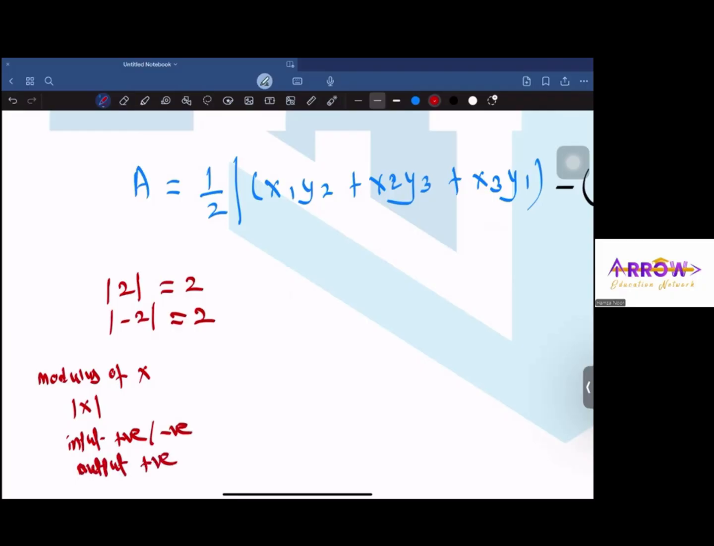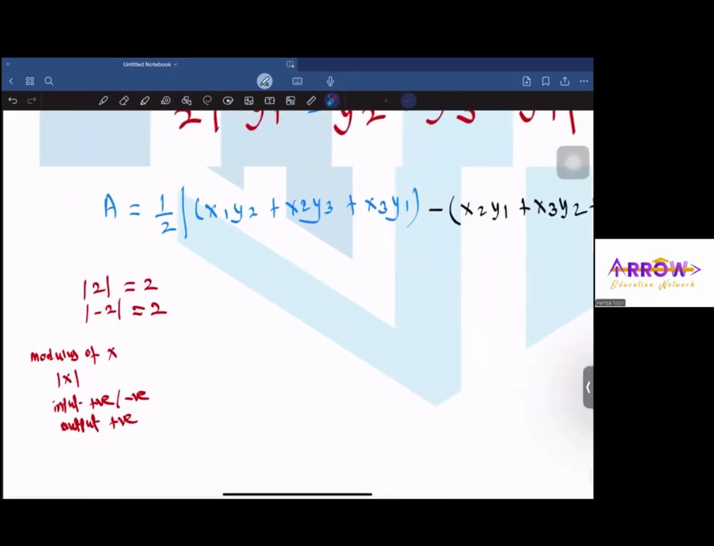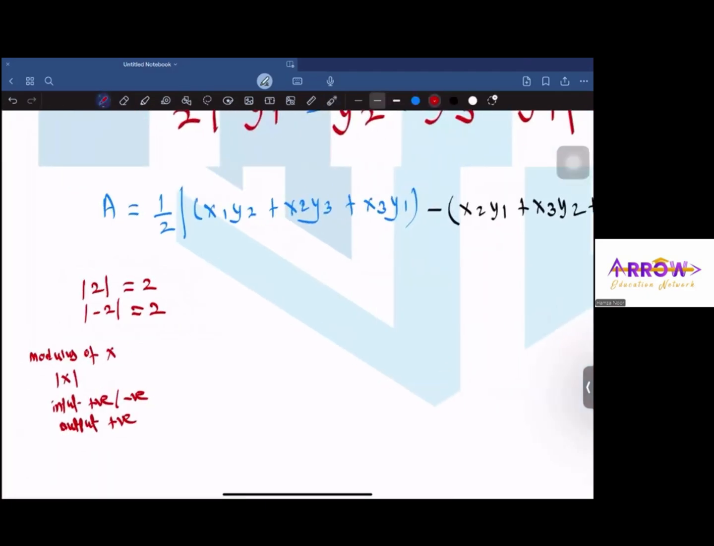Okay, what I'm trying to explain is that let's say you have the modulus of 2, this is equal to 2. Let's say you have the modulus of minus 2, this is also equal to 2. So the modulus of a number is basically the magnitude of that number. Okay, this much explanation is more than enough over here.